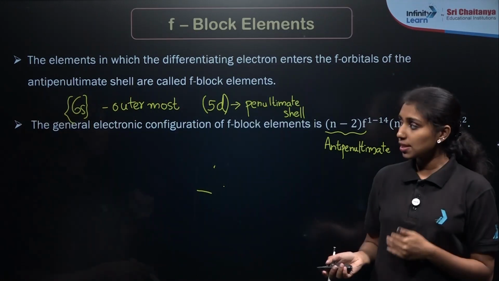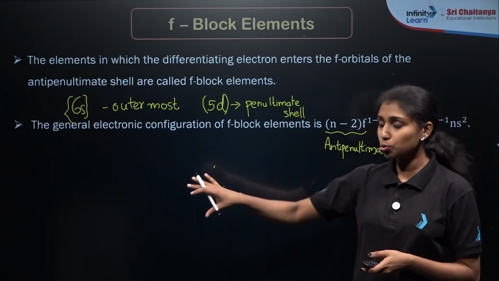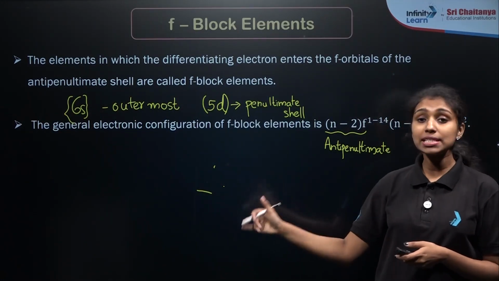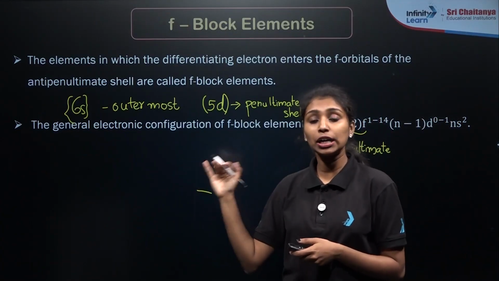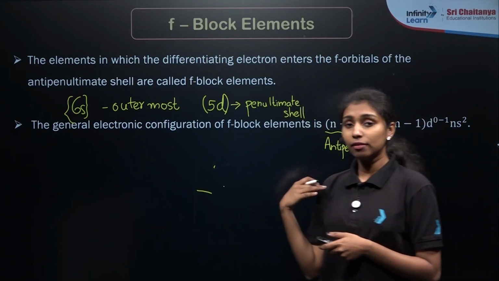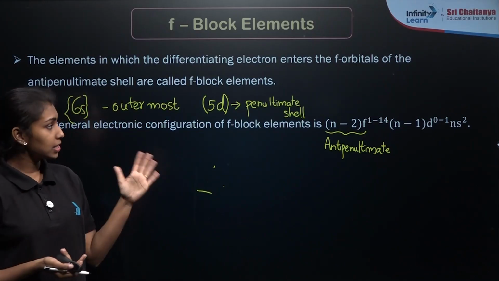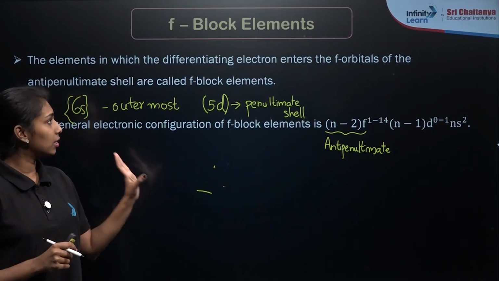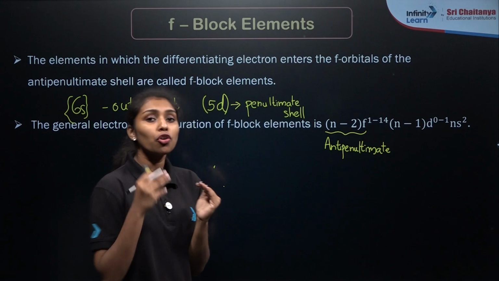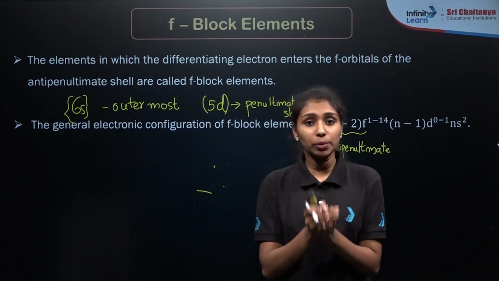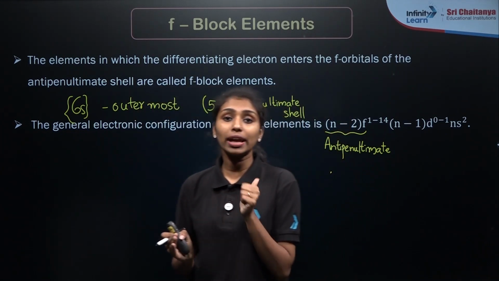So in the periodic table, the last two rows are considered as the f block elements, which are the lanthanoids and actinoids. We will be discussing the d and f block elements in detail later, and then you will get the correct idea about that. This is just an introduction about how we classify the periodic table into different blocks: s block, p block, d block and f block.